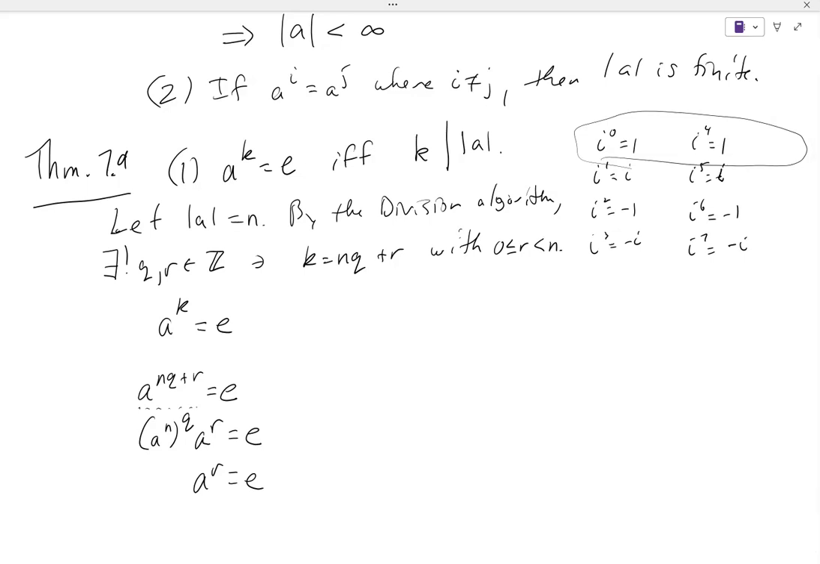Wait, can you explain why a^n is e? Oh, yeah, because that was what we're using for the order. So remember, the definition of order is the smallest positive integer that gets us back to the identity. So that's actually important. I'm glad you mentioned it.